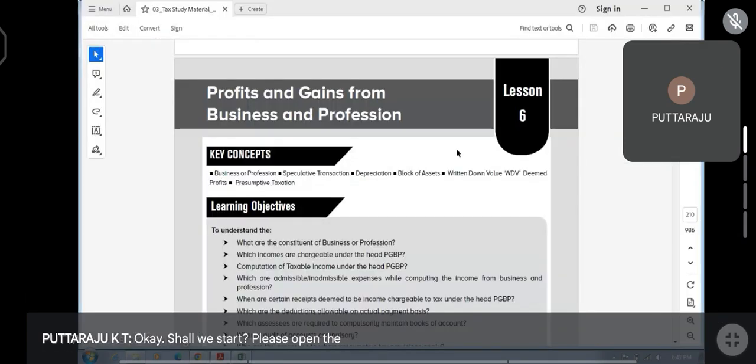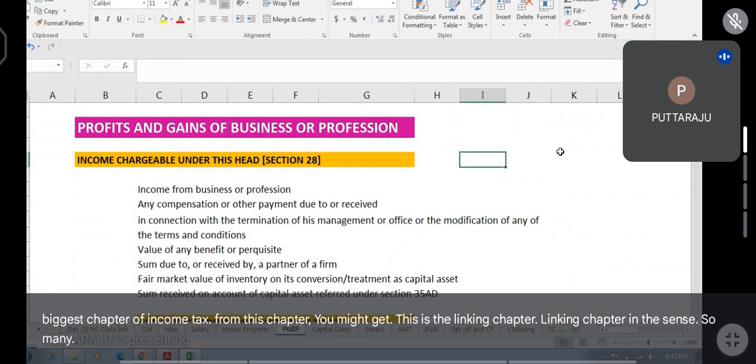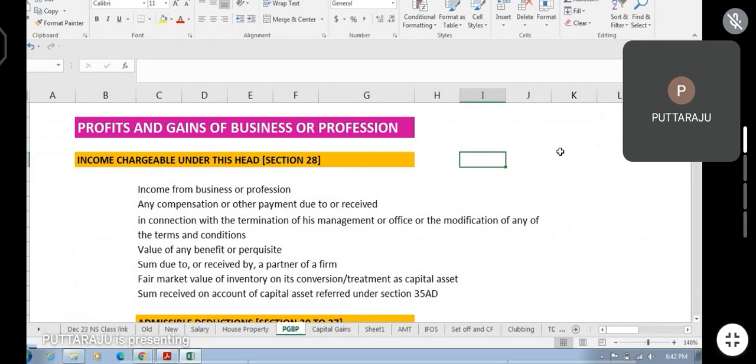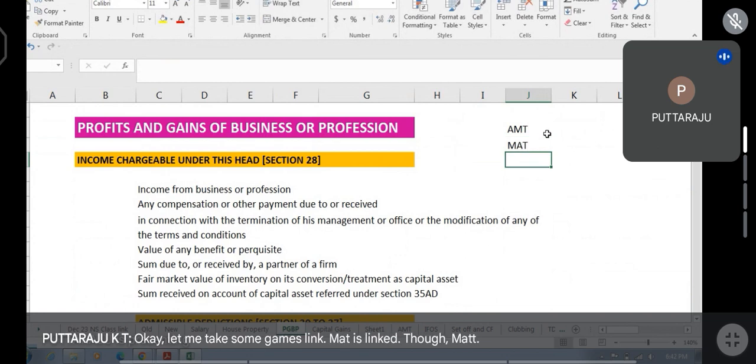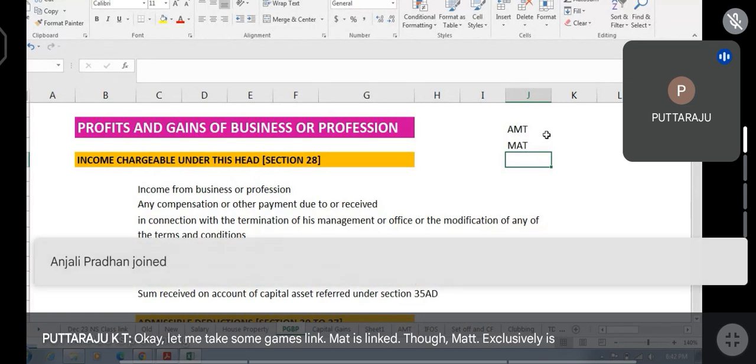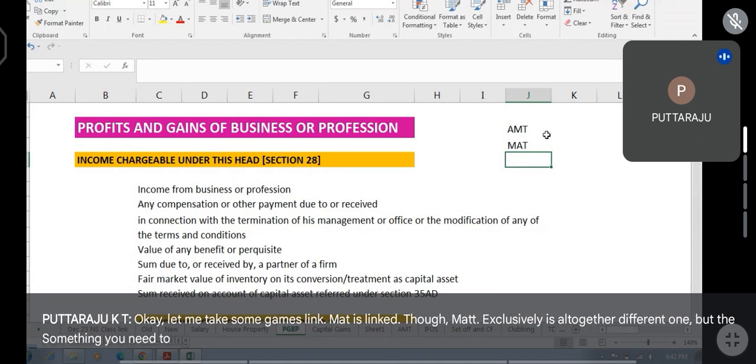Open the lesson. This is the linking chapter. Linking chapter in the sense that so many chapters are linked to this. Let me take some: AMT is linked, MAT is linked, though MAT exclusively is altogether a different one, but there is something you need to understand from this chapter.